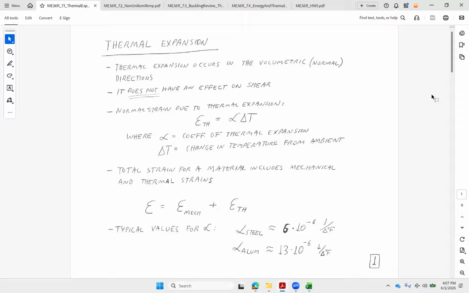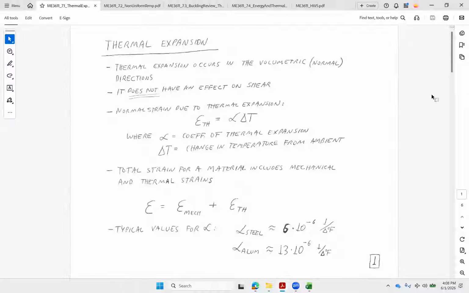Now, those coefficients of thermal expansion, they have different values for different materials. Typical for a couple of the basic metals that we use, steel around 6 times 10 to the minus 6, and for aluminum, maybe 13 times 10 to the minus 6. Anything in the range of 5 or 6 micro per delta F, and 12, 13, something in that ballpark for aluminum. Micro per F is going to be typical.